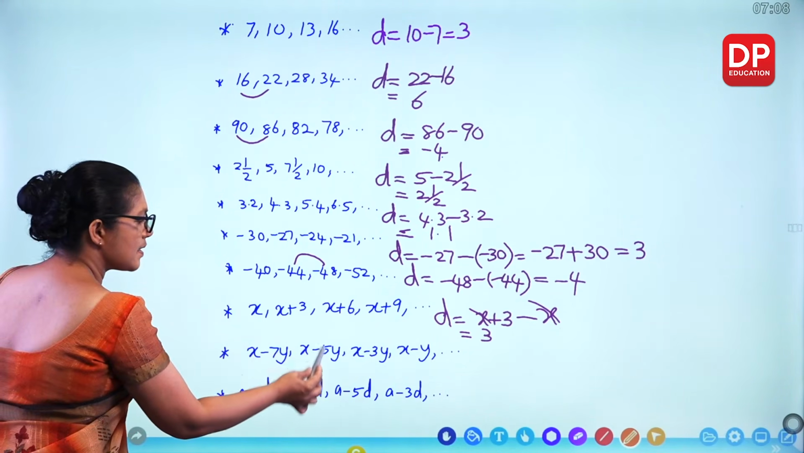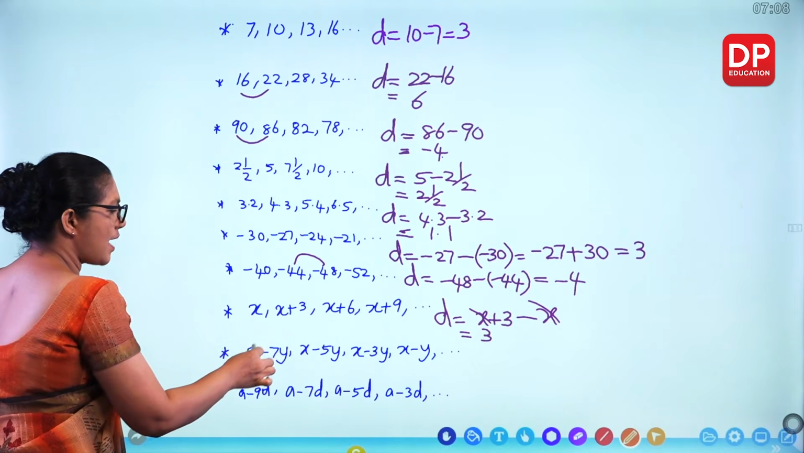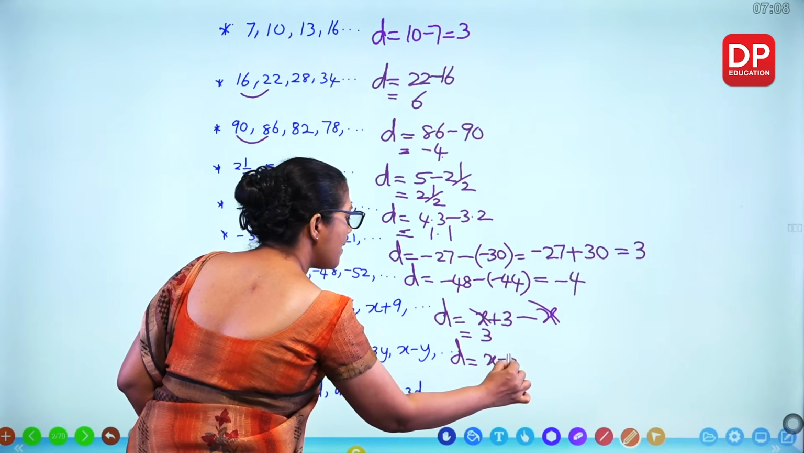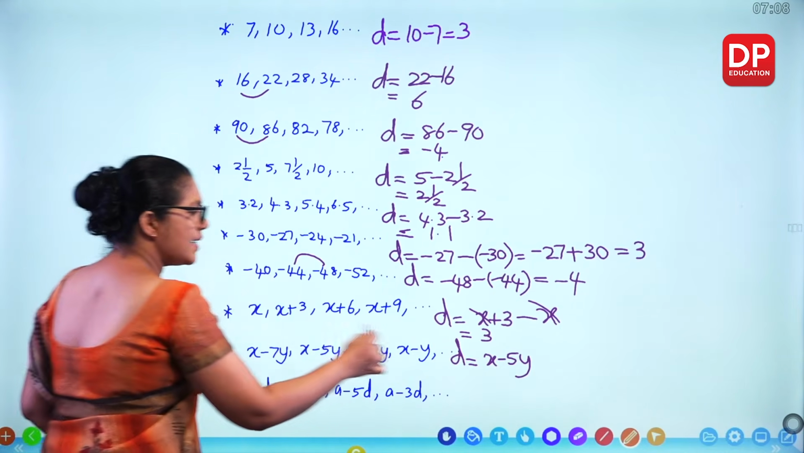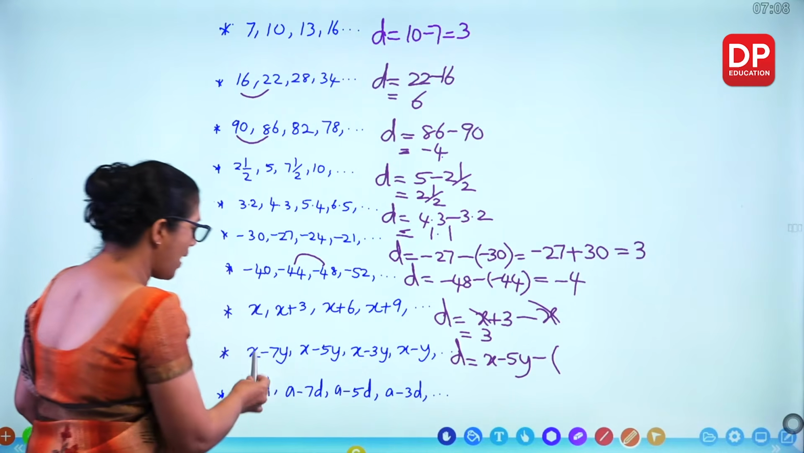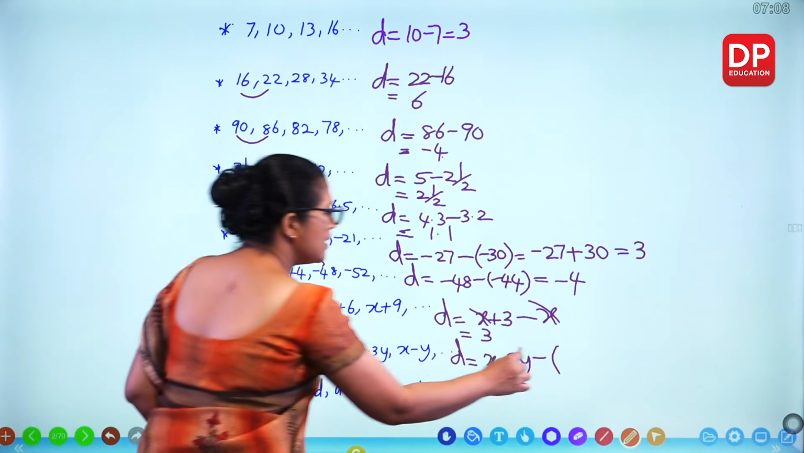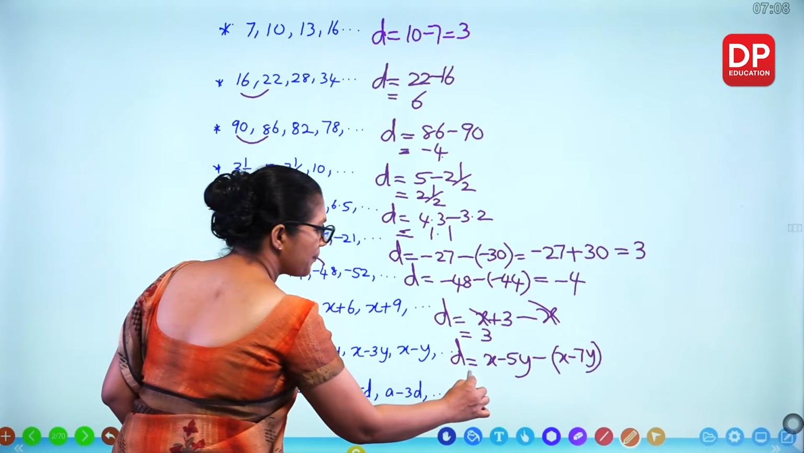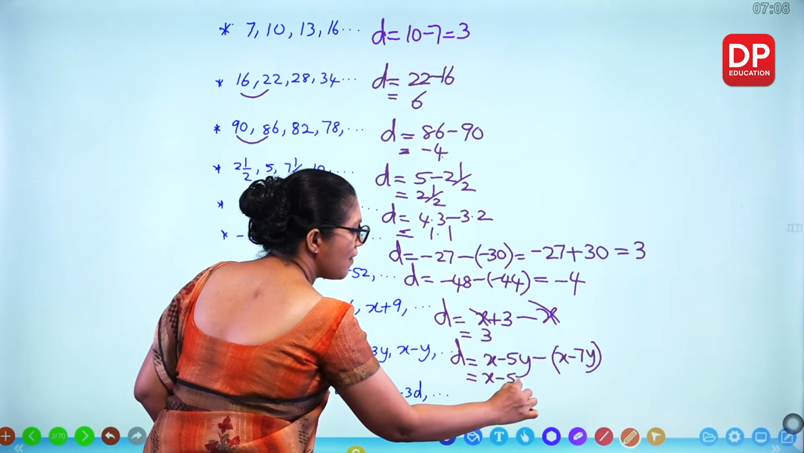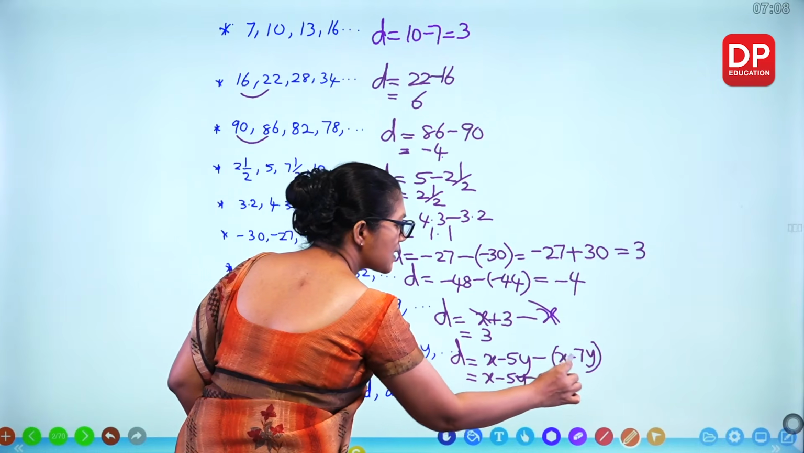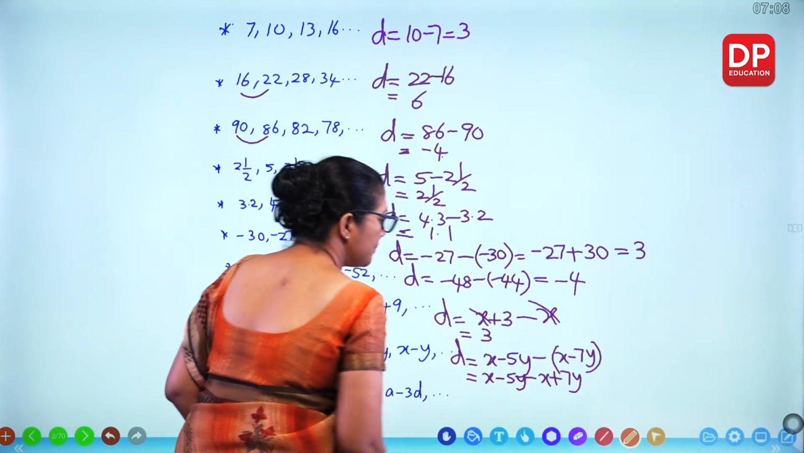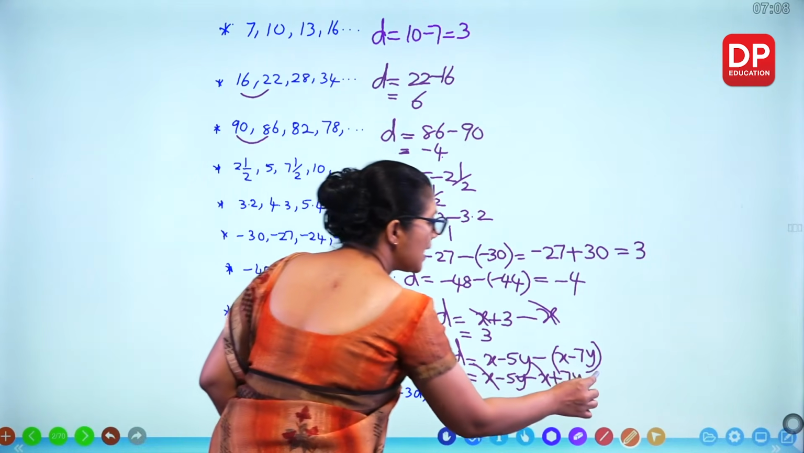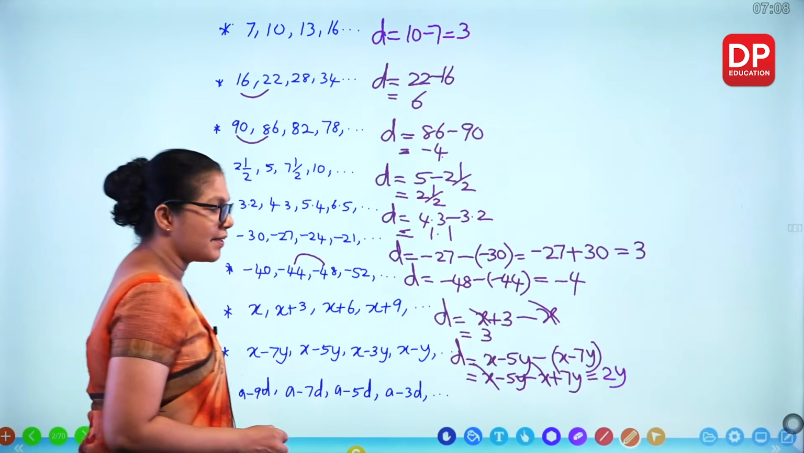This one, take any term, subtract the previous term. I'll take x minus 5y minus, and here make sure that you put brackets because two terms are there, x minus 7y. Then open brackets: x minus 5y minus x plus 7y. The x gets cancelled out, 7y minus 5y, you get 2y.